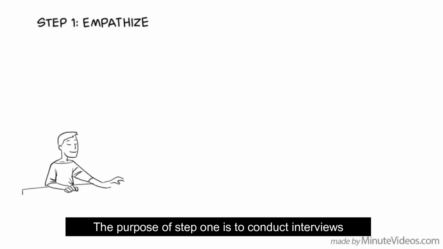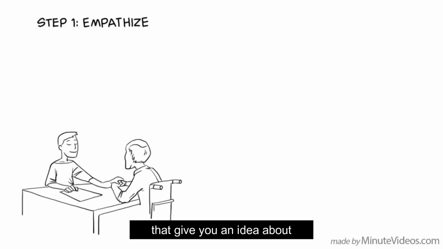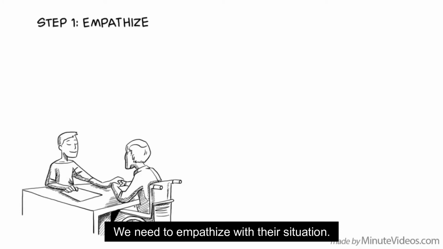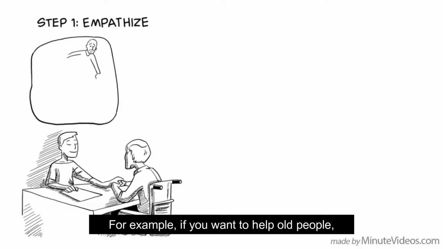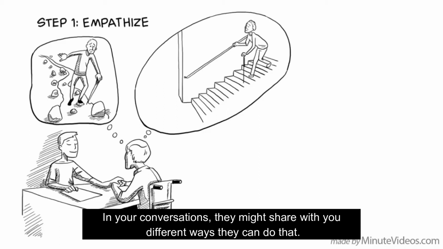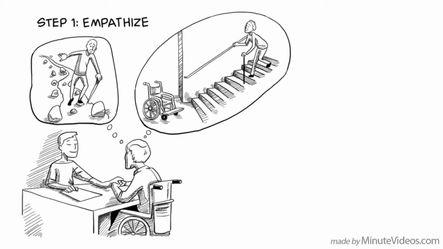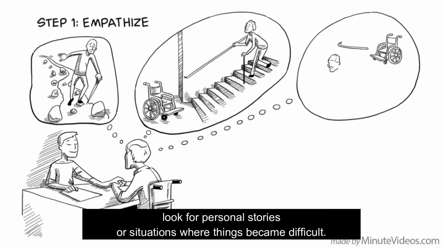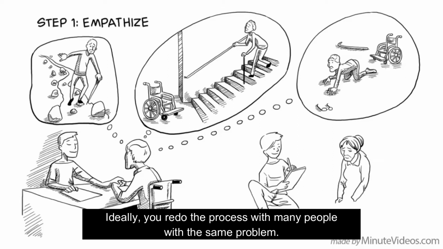Step 1. Empathize. The purpose of step 1 is to conduct interviews that give you an idea about what people really care about. We need to empathize with their situation. For example, if you want to help old people, you might find that they want to keep the ability to walk around. In your conversations, they might share with you different ways they can do that. Later into the interview, you will want to dig a little deeper. Look for personal stories or situations where things become difficult. Ideally, you redo the process with many people with the same problem.